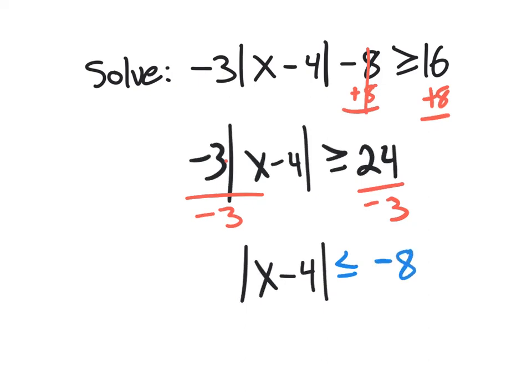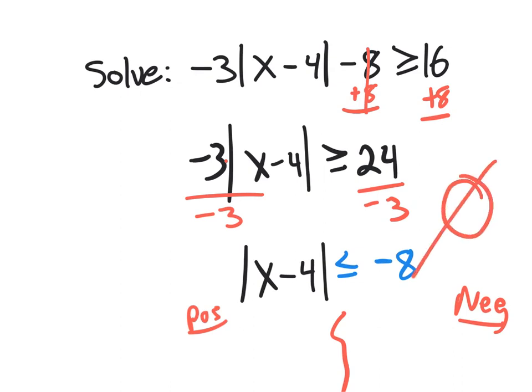Now, at this point, I saw everybody do the positive situation and negative situation, and that's great. You guys know what you're doing, but that's a big but right there. The but is that this absolute value cannot equal a negative 8, and it can't be less than negative 8. So this is where we have a no solution. No solution.